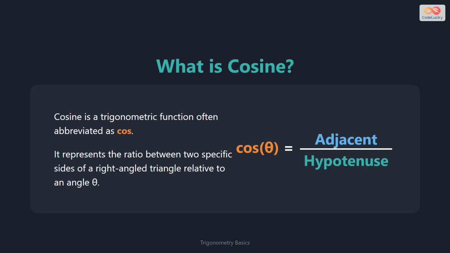So, what exactly is cosine? Simply put, cosine is a function that describes a specific ratio between two sides of a triangle. For any given angle theta, the cosine is the length of the adjacent side divided by the length of the hypotenuse. It is usually abbreviated as cos.